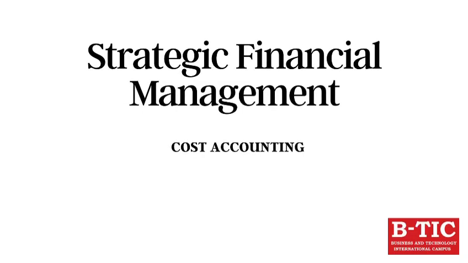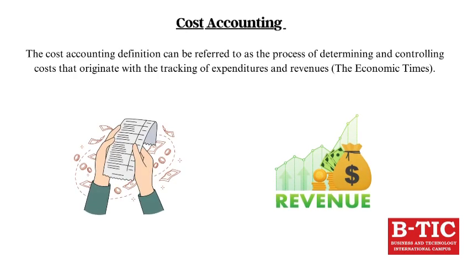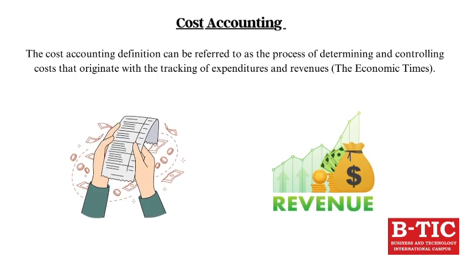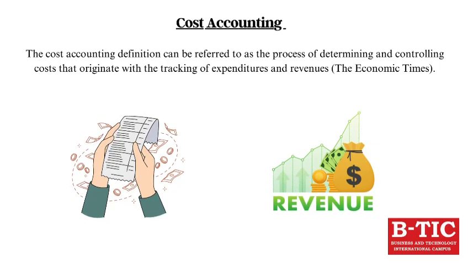Cost accounting. Let's look into the definition of cost accounting. Cost accounting can be referred to as the process of determining and controlling costs that originate with the tracking of expenditures and revenue. Cost accounting provides information to the managers concerning the cost related to the production activities of the organization. The cost accounting information is used by the managers for planning, controlling, and decision making.